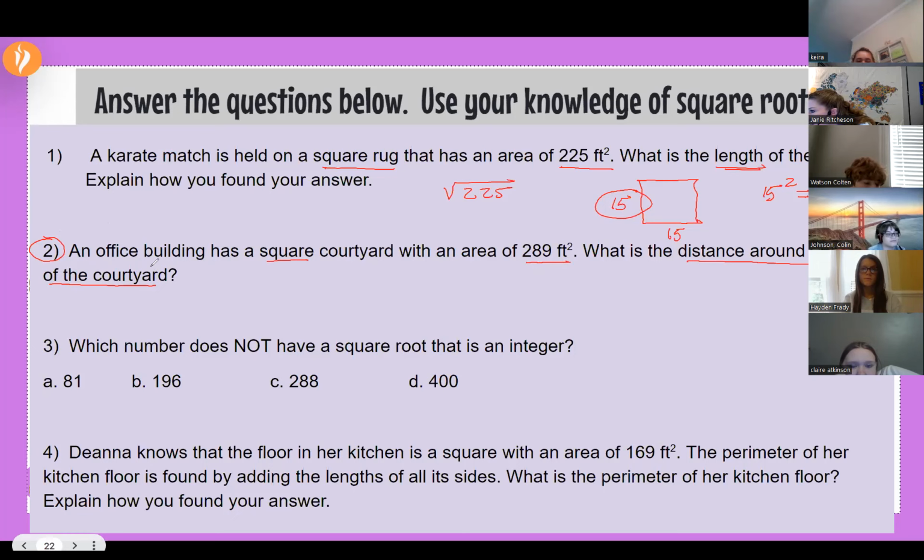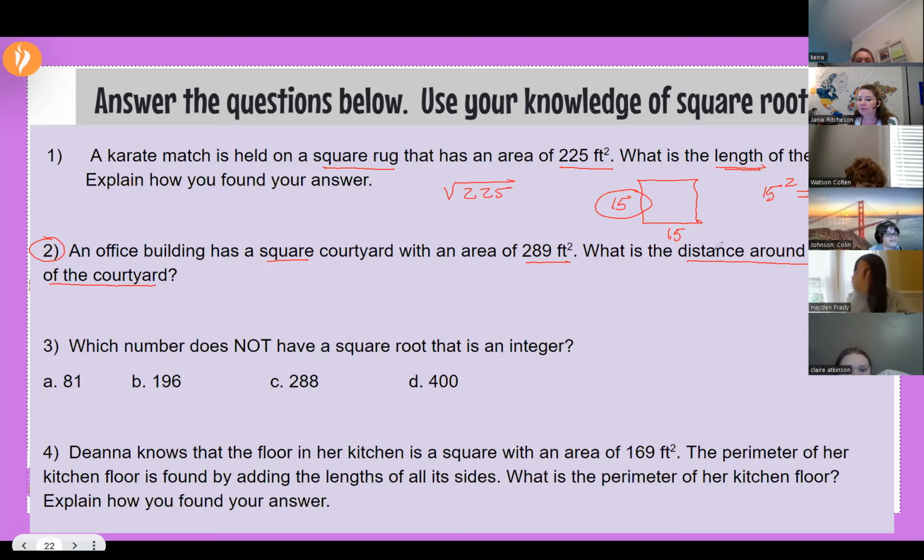Math Ninja says 68. Someone else said 17. What say you? What is your answer? I have lots of 17s and only one 68. Oh, I have another 17. 17 must be the answer. But it's not, though.